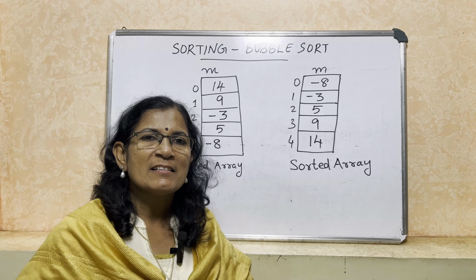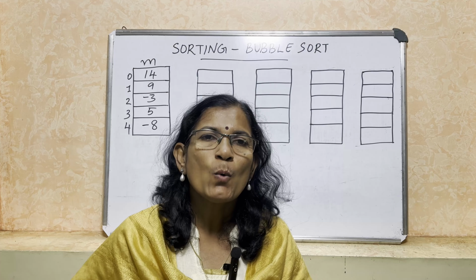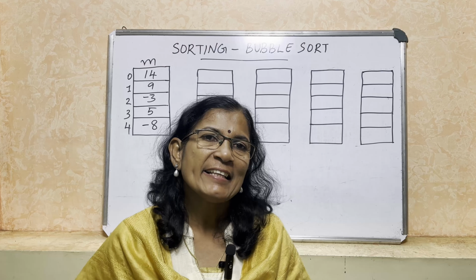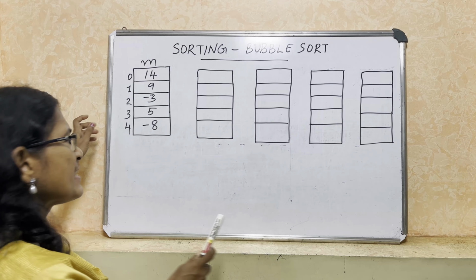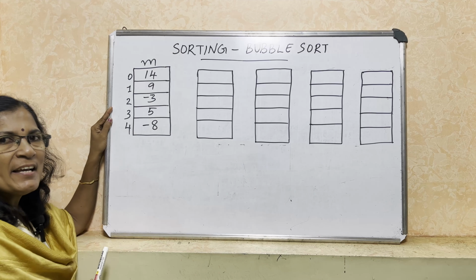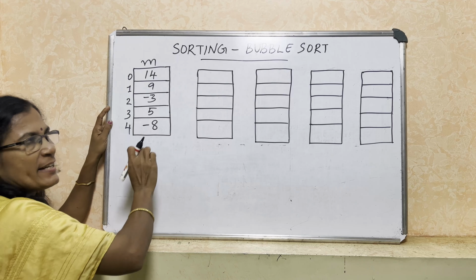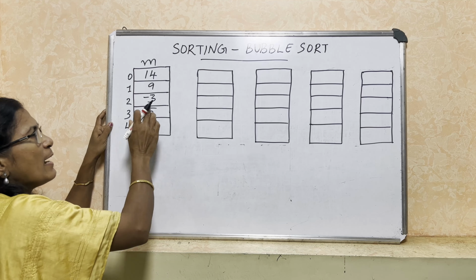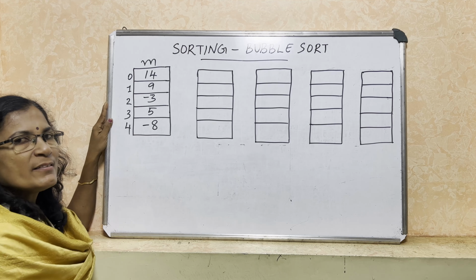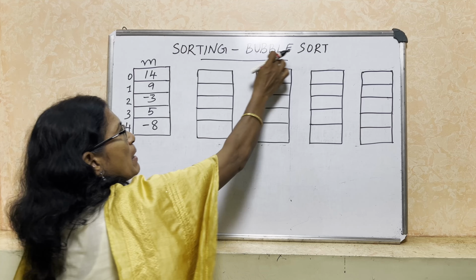Now let's learn the bubble sort technique. Let's try to understand how we can use bubble sort technique to rearrange the elements of an integer array in the ascending order. Let's take an example. We have an integer array named as m with 5 storage locations. Elements are entered into this array without any order. The first value of the array is 14, second value is 9, third value -3, then comes 5, the last value of the array is -8. Now we have to rearrange the elements of this array in the ascending order by using bubble sort technique.